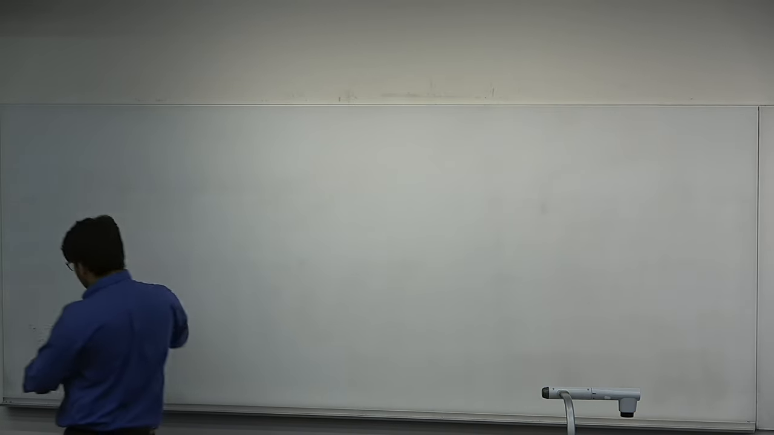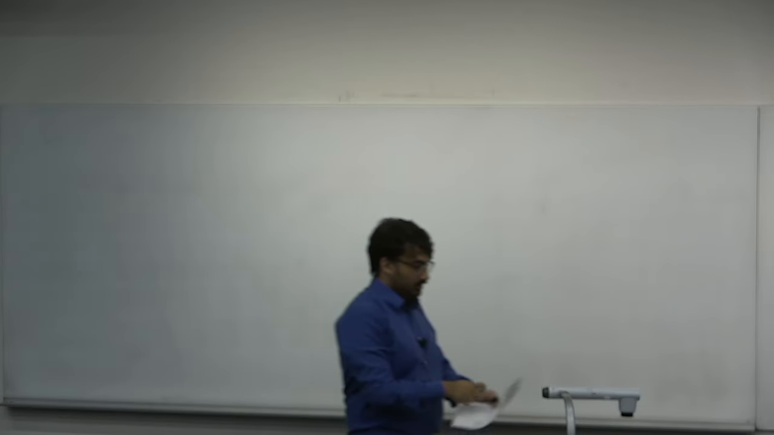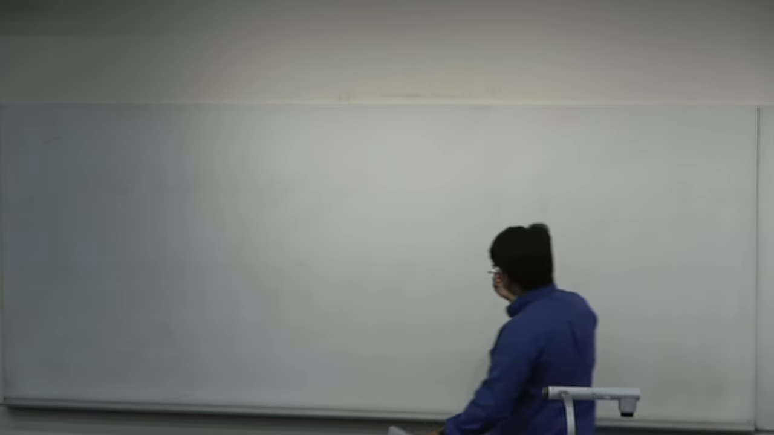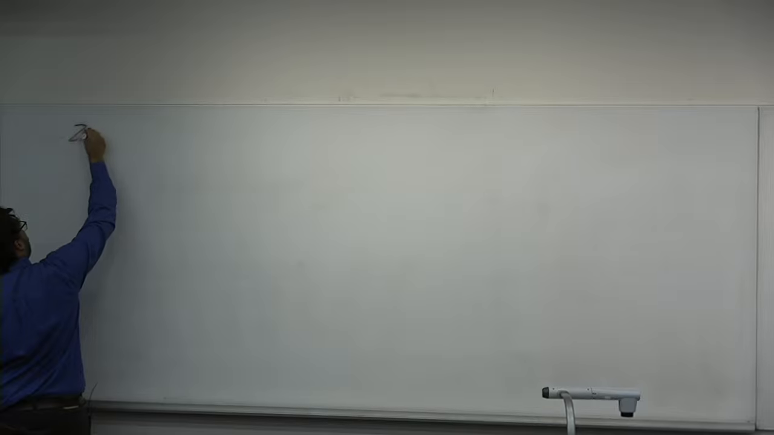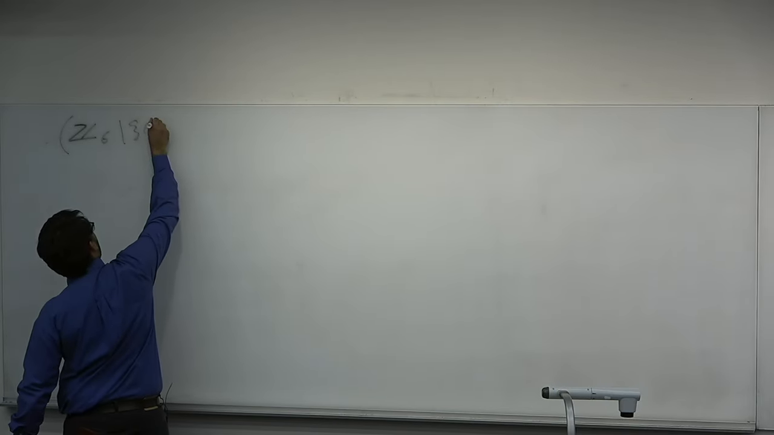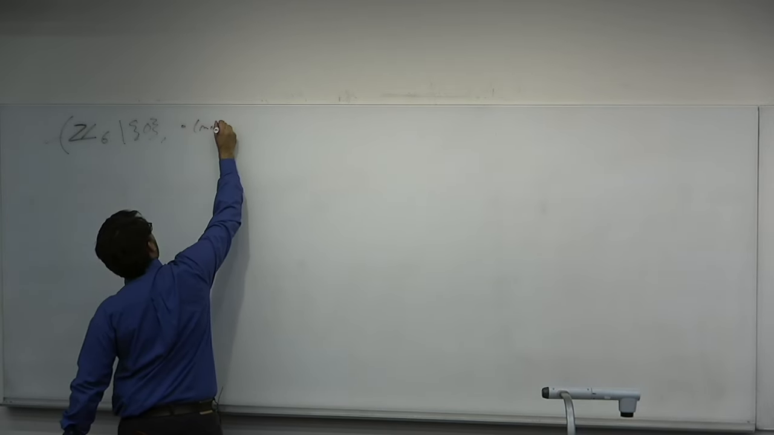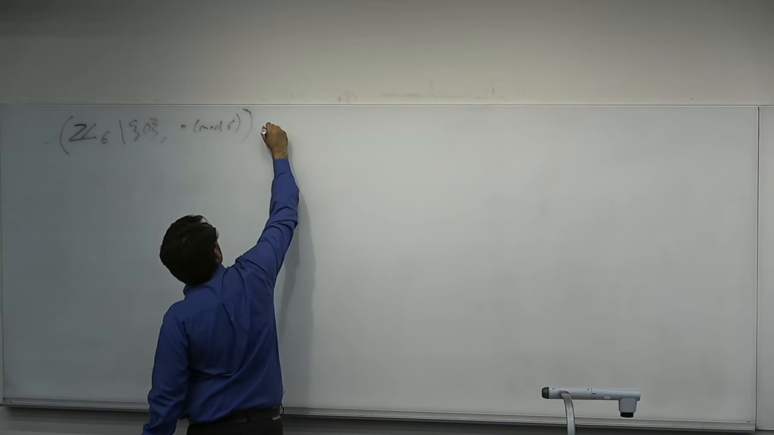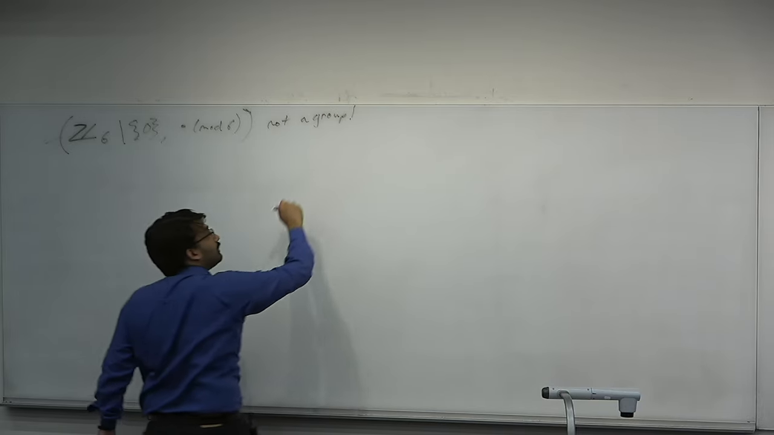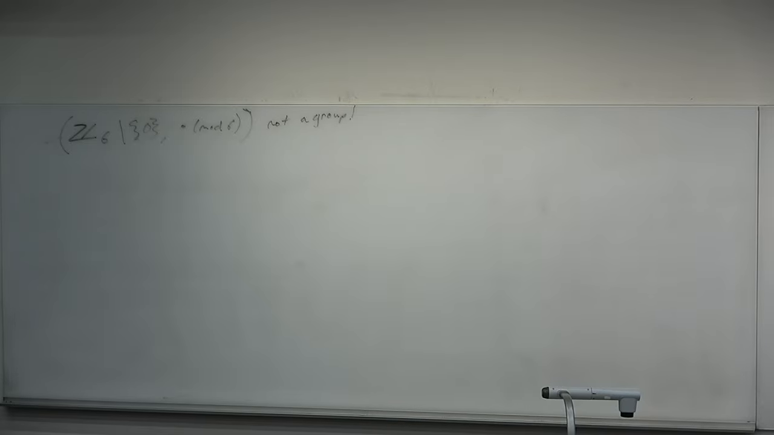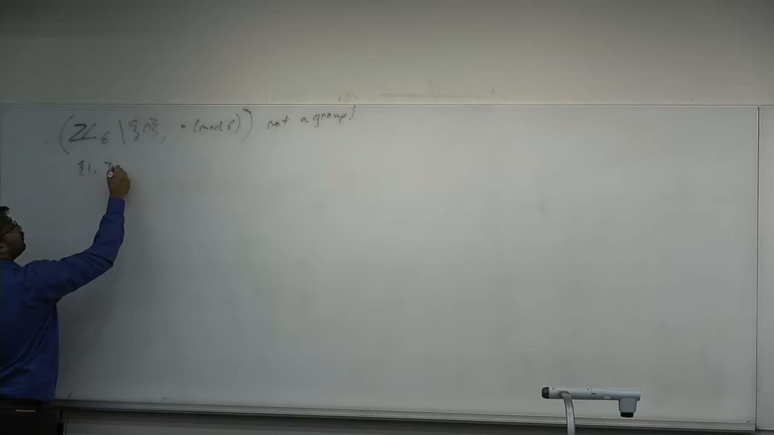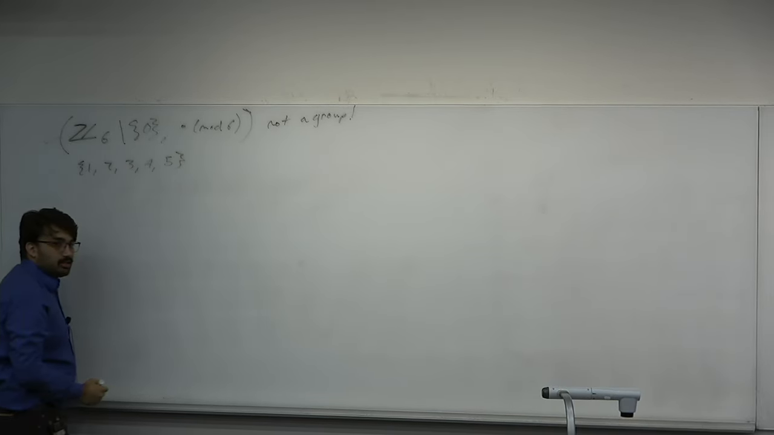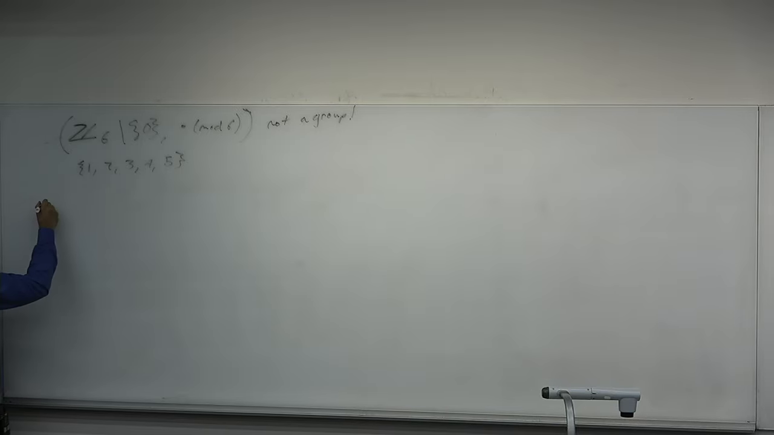Okay, I claim Z6 without 0. Recall we did this for Z5, multiplication mod 5. We showed that Z5 was a group because every element had an inverse. I claim that Z6 is not a group, though. Let's try to prove it. What possible elements of Z6 are there? It's 1, 2, 3, 4, and 5 mod 6, right? And there's no 0. So what would the inverse of 2 be? The inverse of 2, I claim, doesn't exist in this group, so it's not a group. Every element must have an inverse for it to be a group. But 2, I'm going to prove to you now, does not have an inverse.